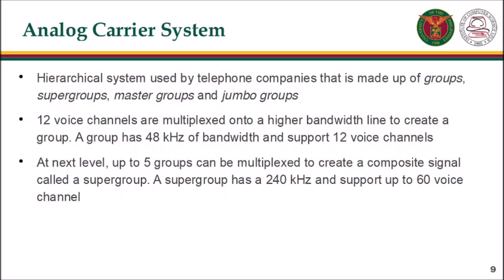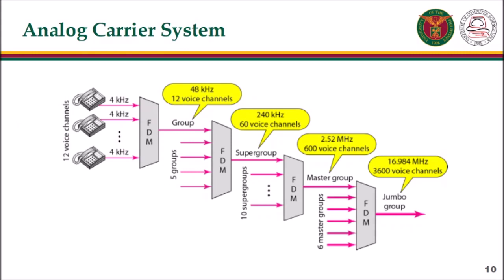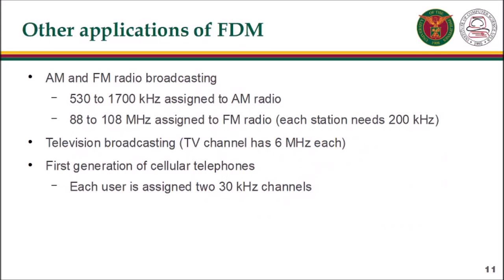12 voice channels are multiplexed onto a higher bandwidth line to create a group. A group has 48 kHz of bandwidth and supports 12 voice channels. At the next level, up to 5 groups can be multiplexed to create a composite signal called a supergroup. A supergroup has 240 kHz and supports up to 60 voice channels. And so on. Other applications of FDM are AM and FM radio broadcasting, television broadcasting, and the first generation of cellular phones.